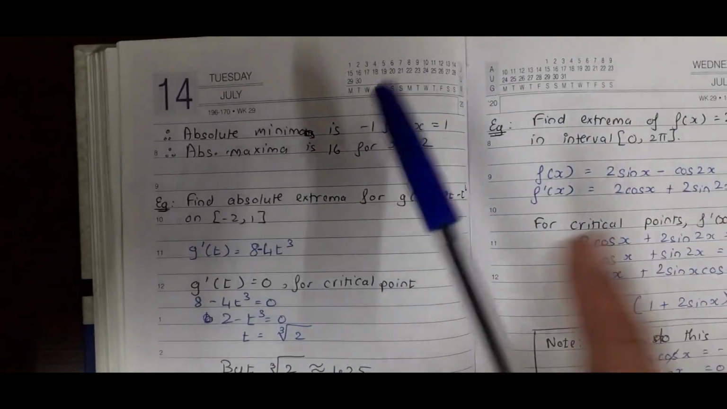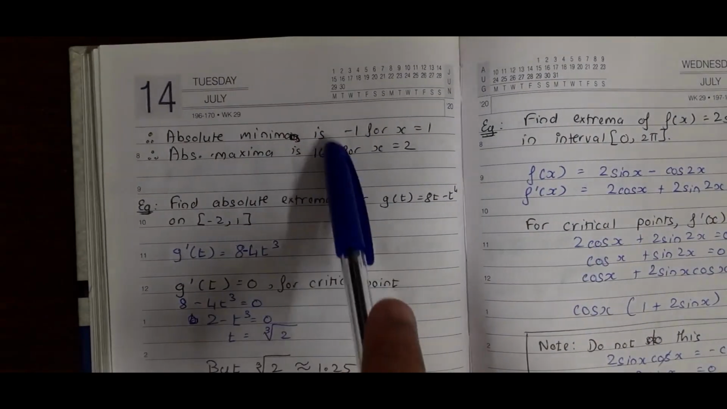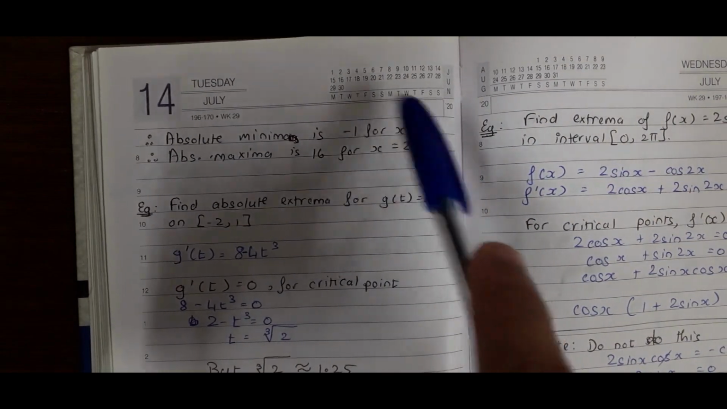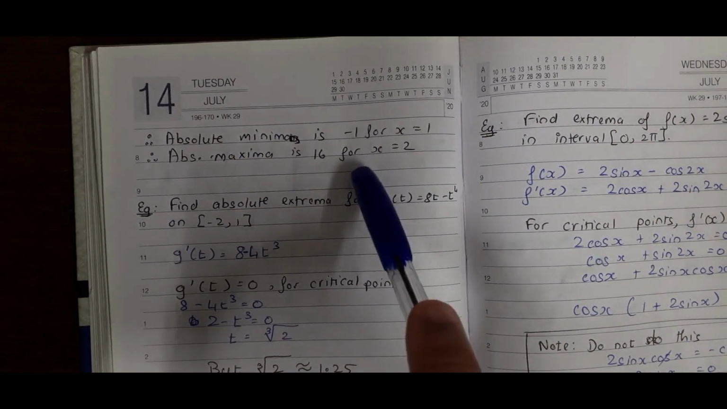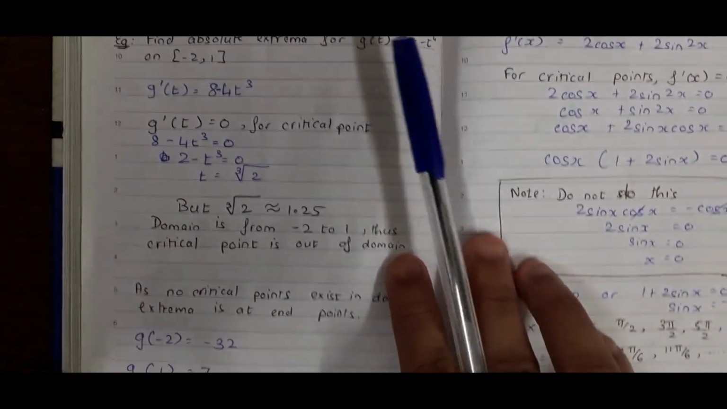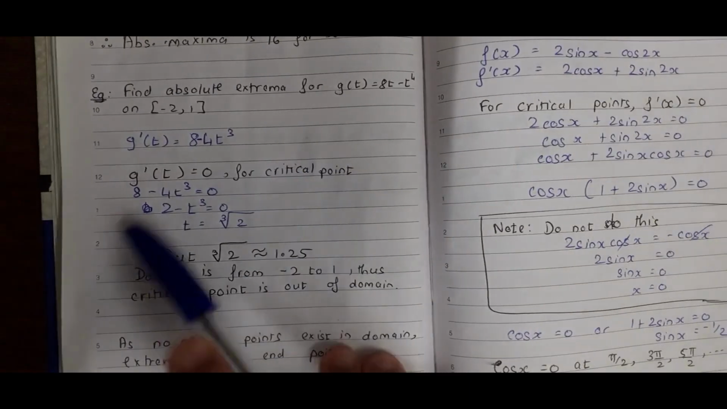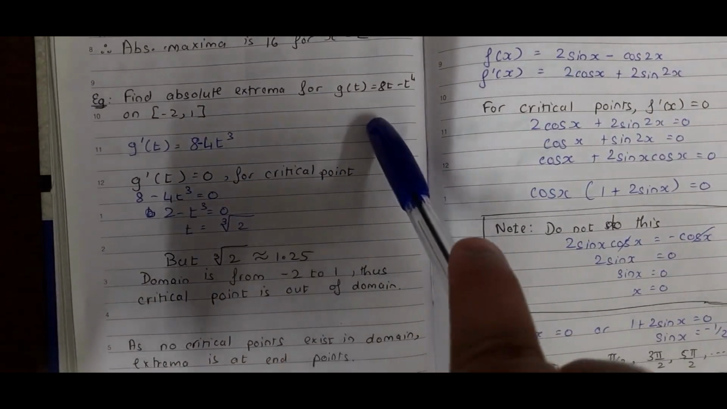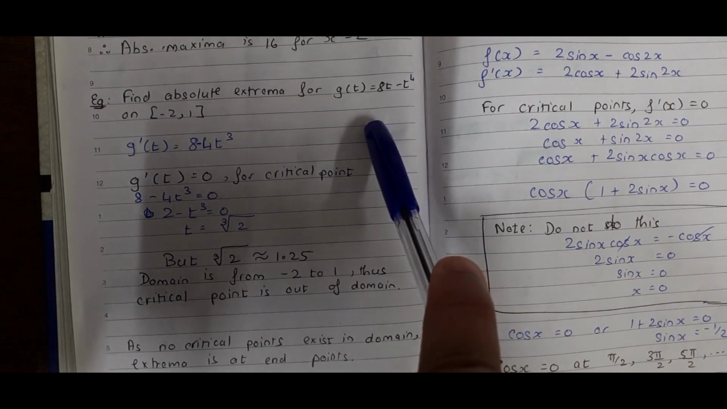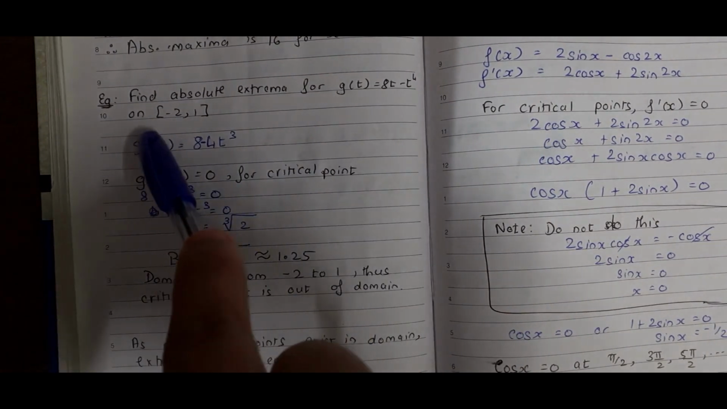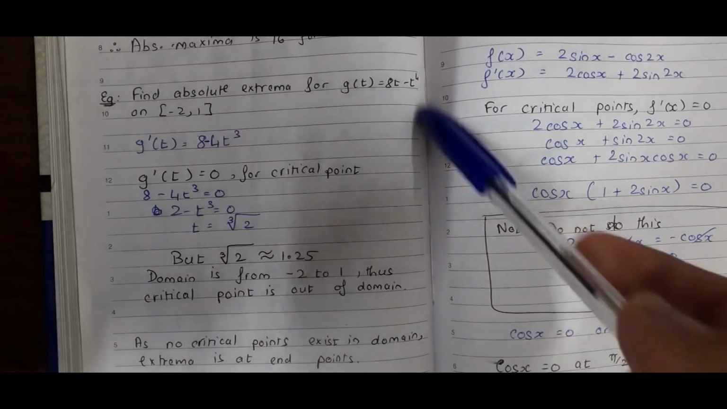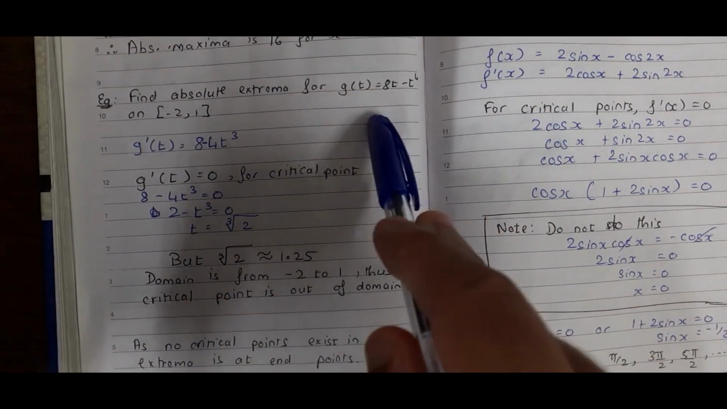In the end here, I have written that only. Absolute minima is minus 1 for x equals 1. Absolute maxima is 16 for x equals 2. Then here you say, find the absolute extrema for g of t equals 8t minus t to the power 4 on minus 2, 1. This is the second example. So again, the steps remain the same.